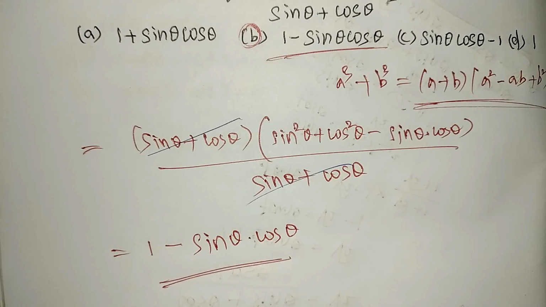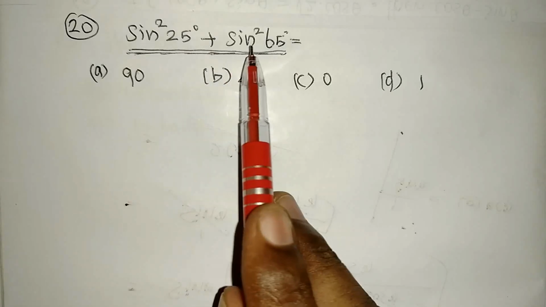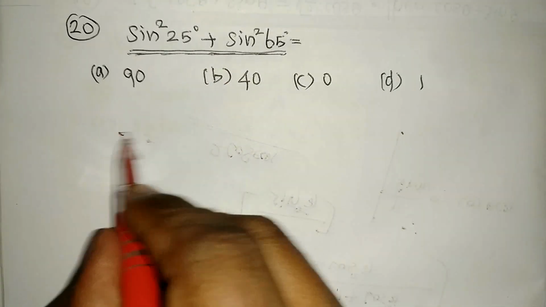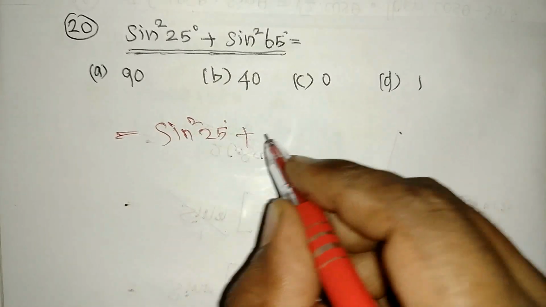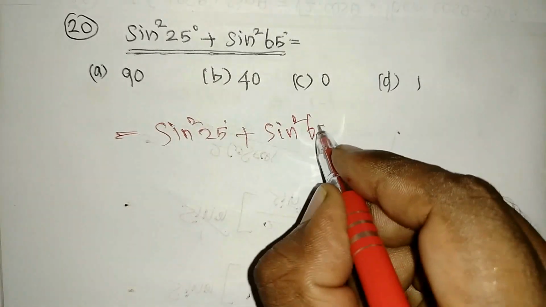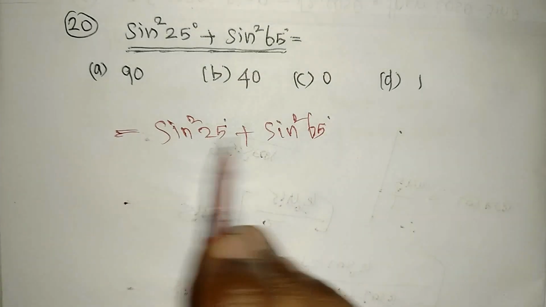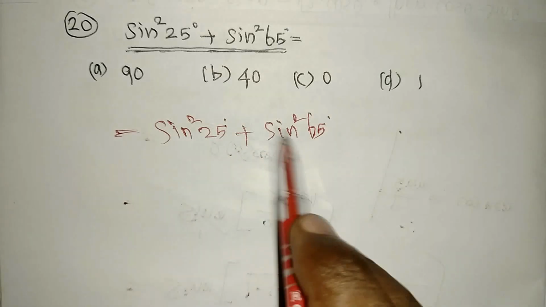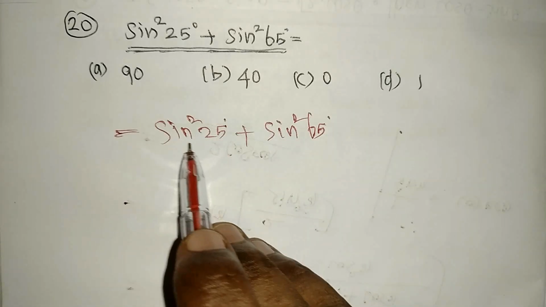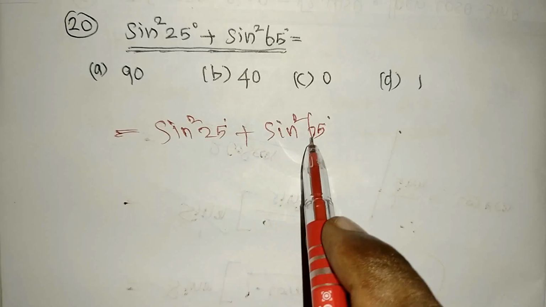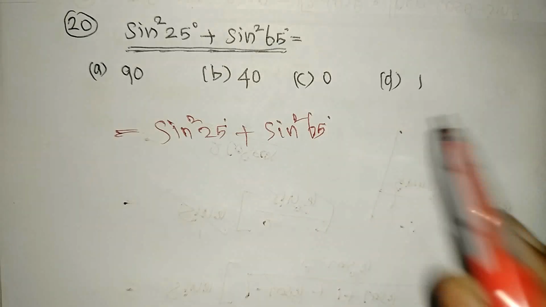Now we'll go for the next question, number 20. Sin square 25 degree plus sin square 65 degree. Here I will give one clue for this, or else you have to use the complement. The clue I will tell you first. When you have the same function, sin, both with a square, just add the two angles. If we get 90, the answer is 1. This is applicable for cos also.